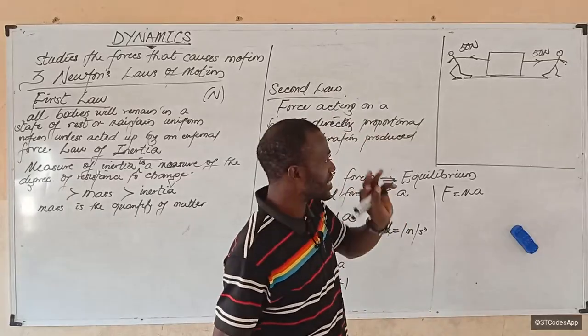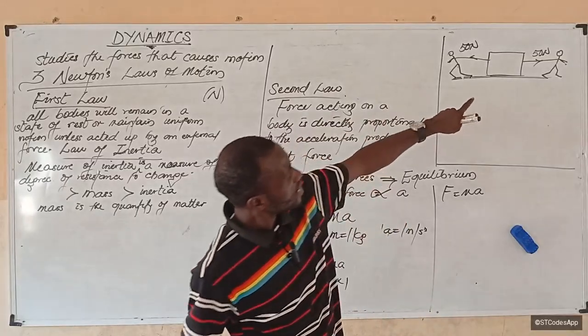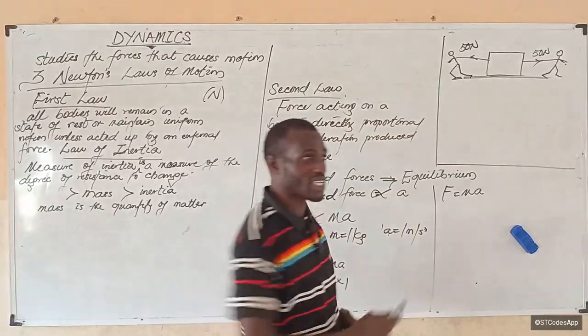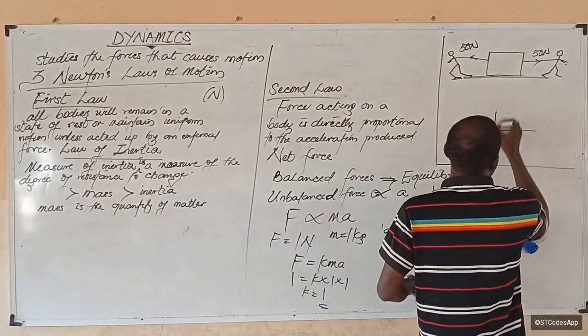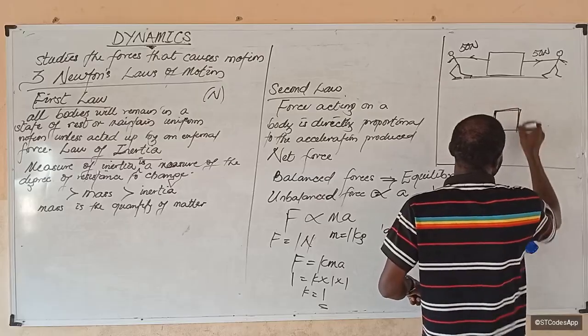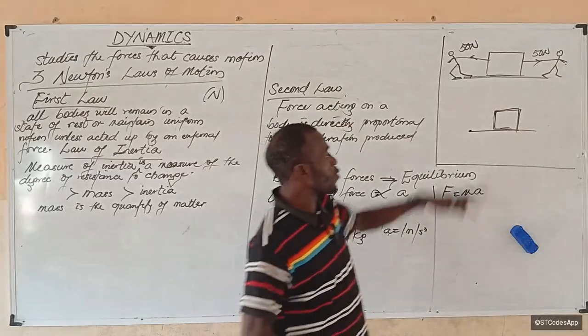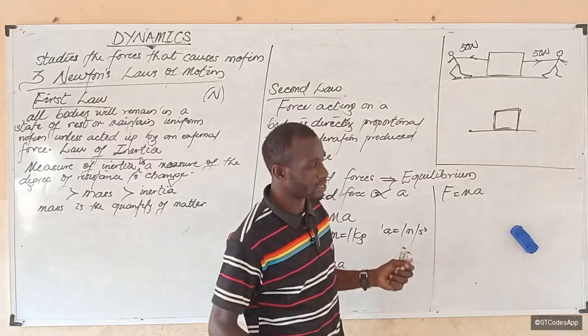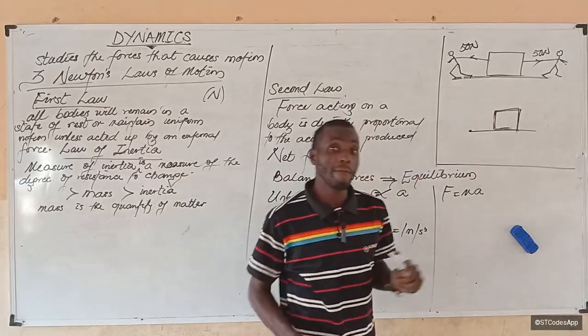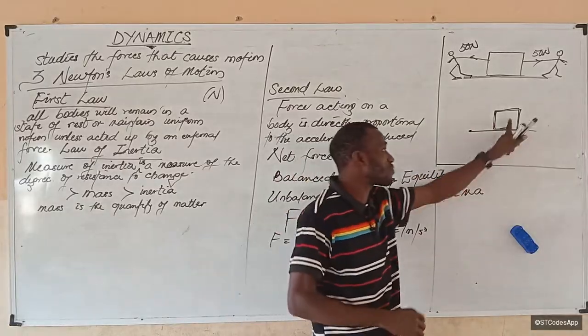But before we even deal with that, let's say this body was not being pulled. I'm sorry, this is where we're actually supposed to start from. If this body was on the ground, is there force acting on it? Yes. But then you ask me, why is this body not moving? Yes, the body is not moving because the forces on the body are balanced.